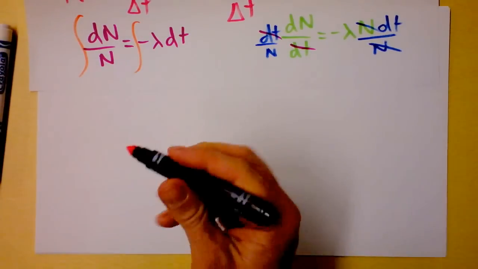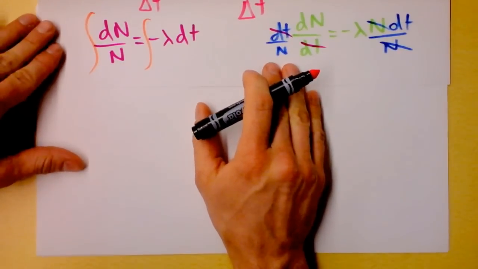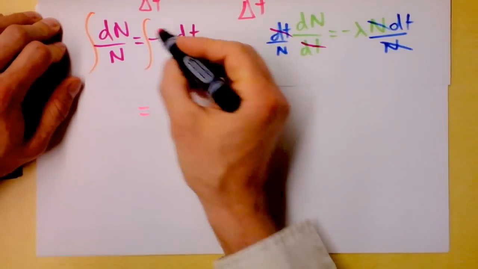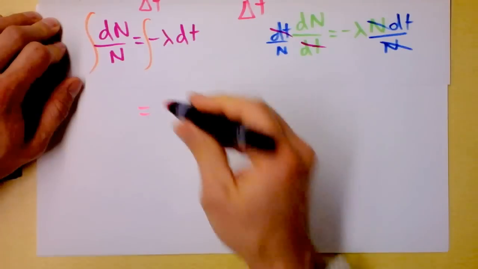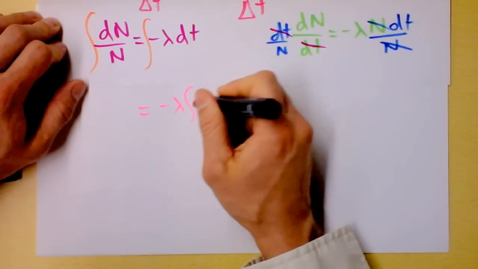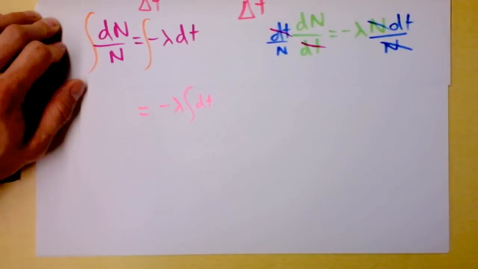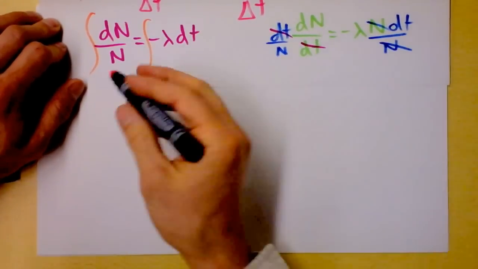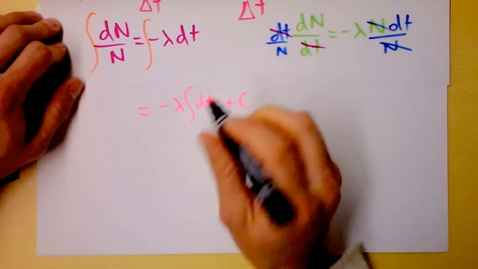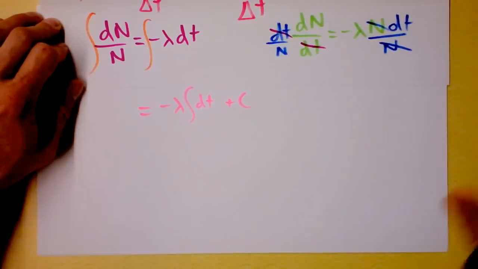Great. Here's my plan. I've got this equation, and I look at the right side first. Negative lambda is constant, and I have negative lambda times the integral over dt. I'm probably just going to get a time there. And then over here, what do you want, some constant? Yeah, I'll put a constant there. Here's another constant for you.